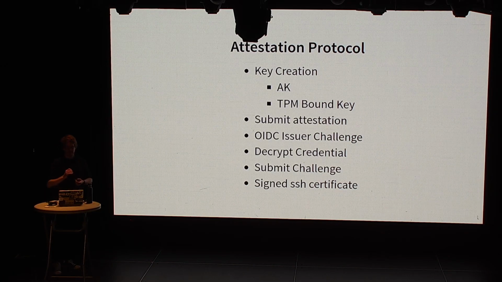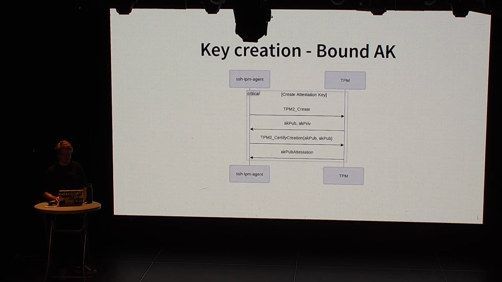So we create two keys: the attestation key, called the AK, and the TPM-bound key, which is the key on the machine that we're supposed to be using. We submit this attestation. The OpenID issuer challenge is effectively the CA verifying that the identity provider has given you valid credentials. We decrypt the credential on the client, and then we submit all of this. And back again, it provides a signed SSH certificate that we throw into our agent.